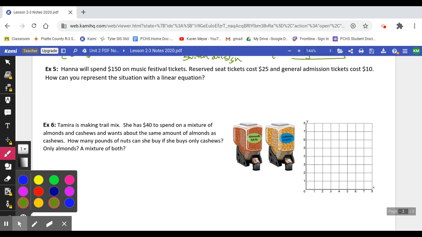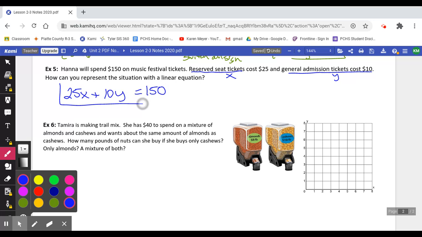So we want to write an equation for this situation. So the total amount I'm going to spend, that is going to be my C number. So right now, is everybody okay that C is $150 because that's my total amount to spend? I'm going to choose to call reserve tickets X and general tickets Y. So how much does a reserve ticket cost? It costs $25. So 25x plus general admission, they cost $10, so 10y. And there's your answer.